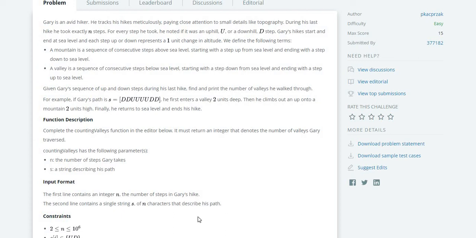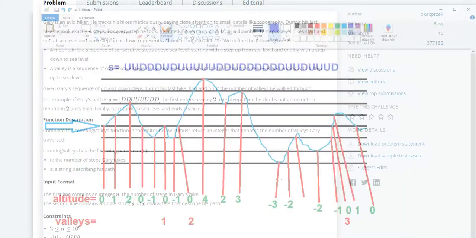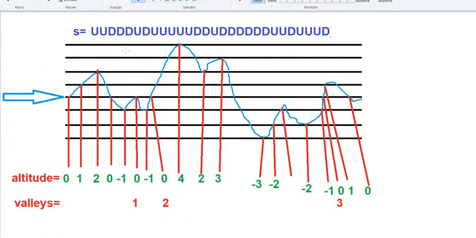Hello everyone, today we are going to solve the Counting Valleys problem on HackerRank. It has a bit long explanation, so I skip it. Let's try to figure out what's going on here.